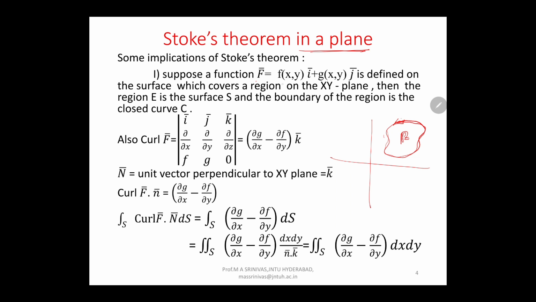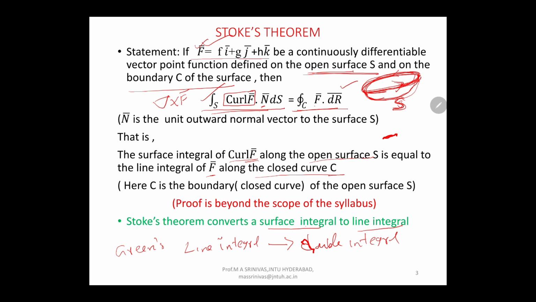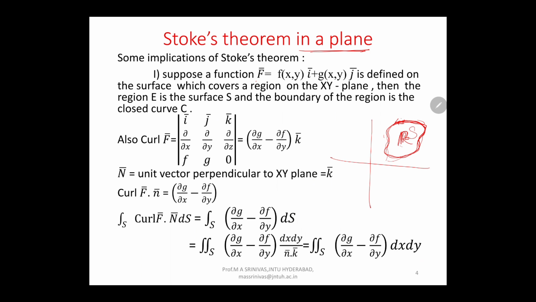Suppose the function F bar is f(x,y) i bar plus g(x,y) j bar, defined on the surface S which covers a region R on the xy plane. This region R is my surface, that too an open surface. This is the boundary, so the closed curve is this. Now let us see what happens to curl F bar. In Stokes theorem, I have curl F bar, so I am finding that curl F bar now.